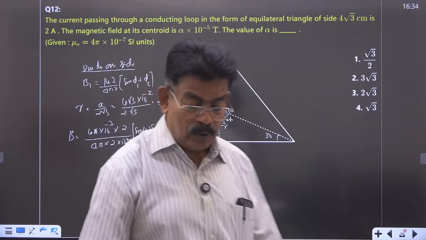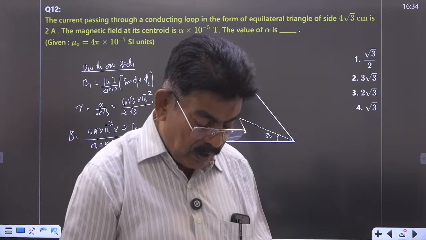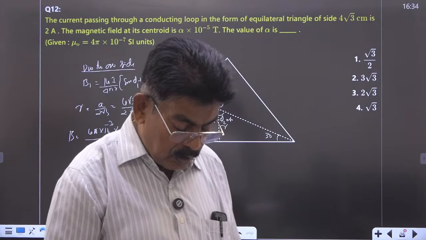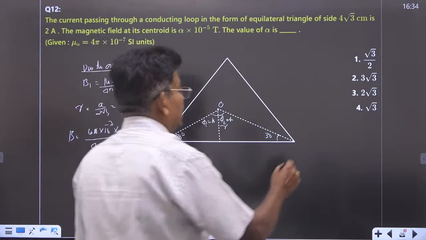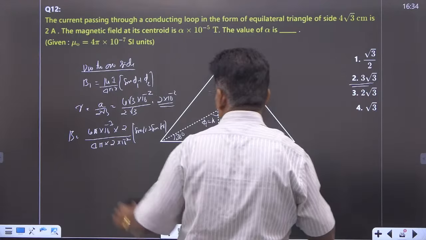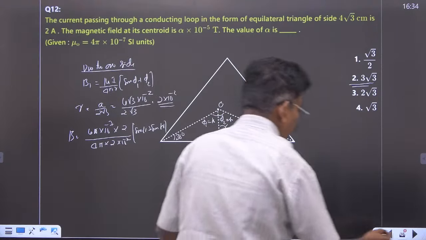Answer is coming to be 3 root 3. This is the correct answer. You can work it out. I have done up to the last step. Simple substitution only we require. I go to the next question.